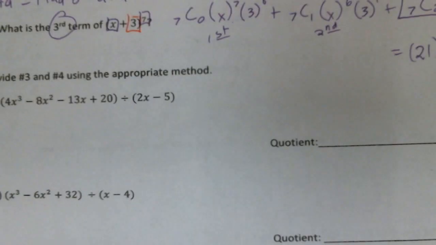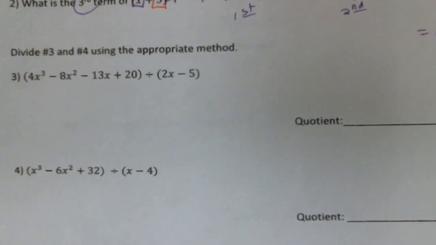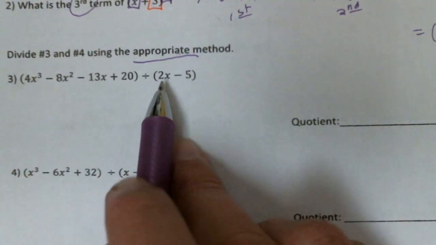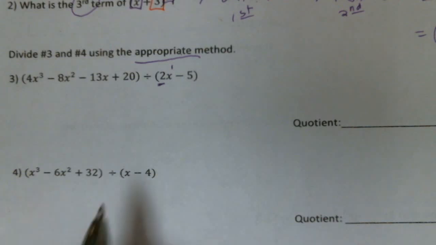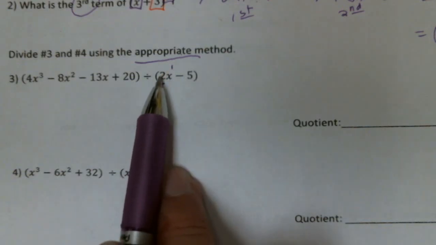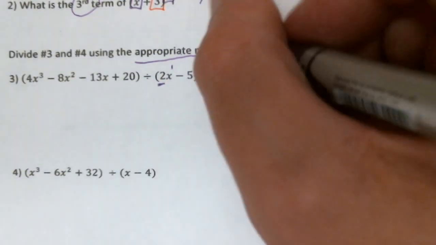Okay, number 3 and 4, they're asking us to divide using the appropriate method. That insinuates that there's more than one method, which there are. We learn how to divide polynomials by long division or synthetic division. I would like to use synthetic division if I have the choice, but I can only use synthetic division when this coefficient is a 1 and when the exponent is a 1. I only satisfy one of those. So I can't use synthetic division here because that's not a 1. So I'm forced to use long division.